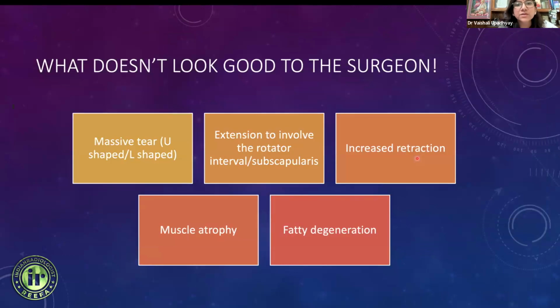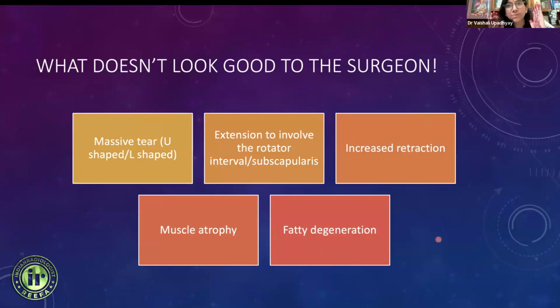Yeah. So let's look at this chart. And what does this say? These are the factors which don't look good to the surgeon. So if it's a massive tear with a U-shape or an L-shaped configuration, the tear is extending to involve the rotator interval, the subscapularis, or the infraspinatus. There is increased degree of tendon retraction. There is muscle atrophy and fatty degeneration. So all these things do not look good to the surgeon.